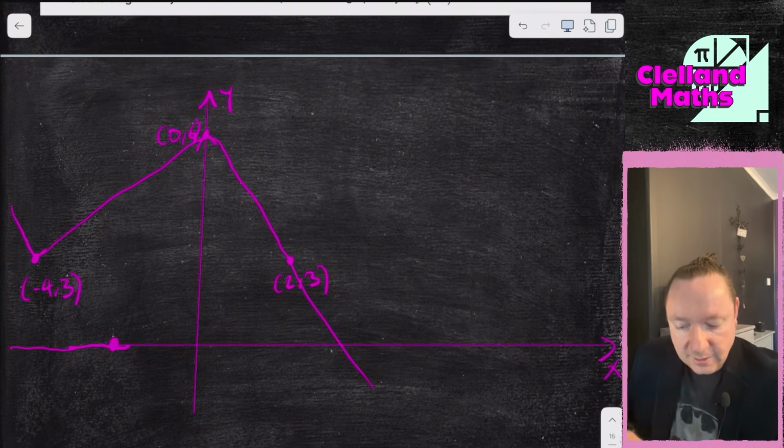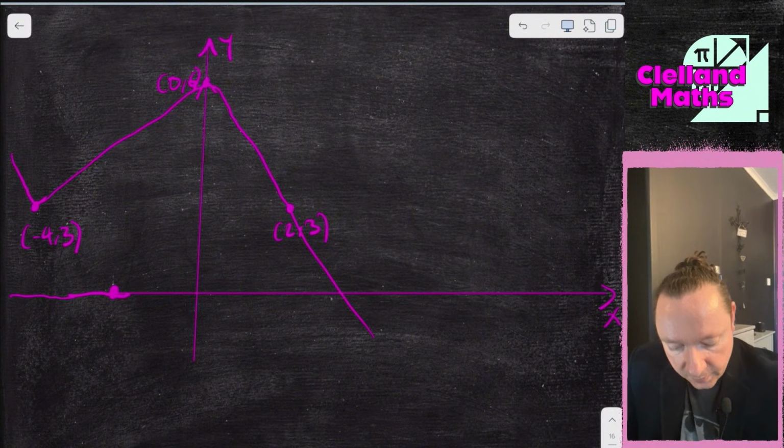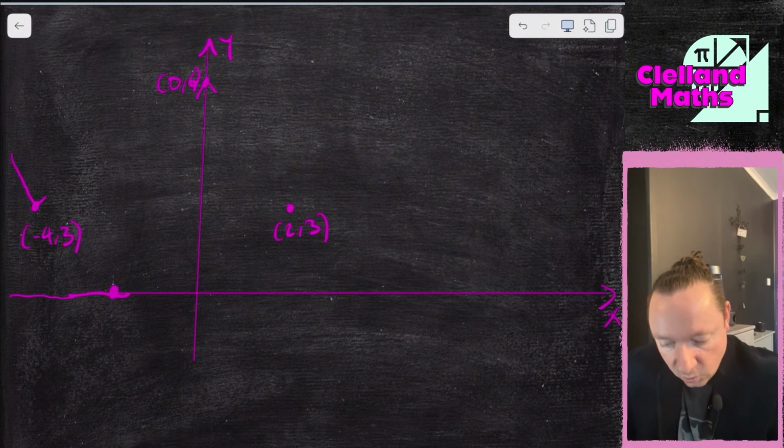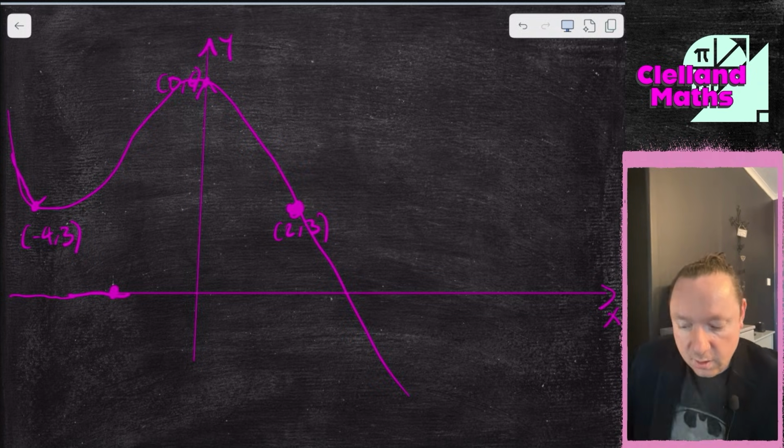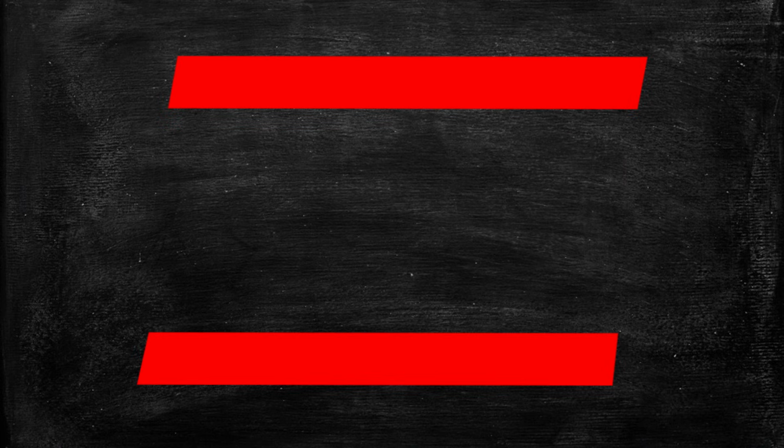Now my curve's a bit messy there, so I'm just going to neaten that up. But other than that, that's it. So just a nice neat curve if you can. And that's a little bit better. But we're done there.